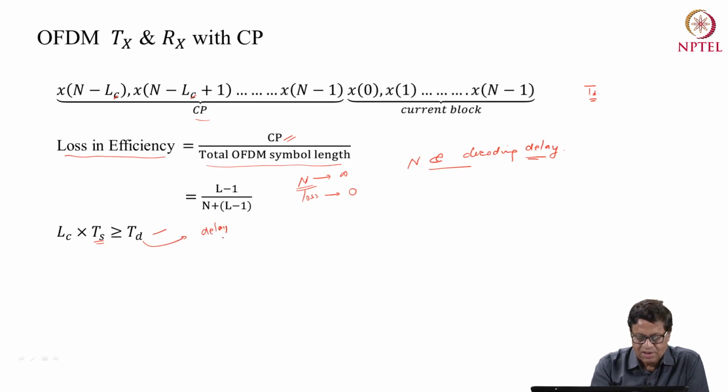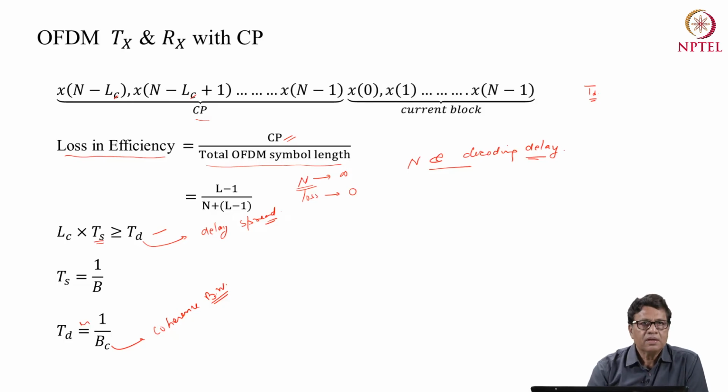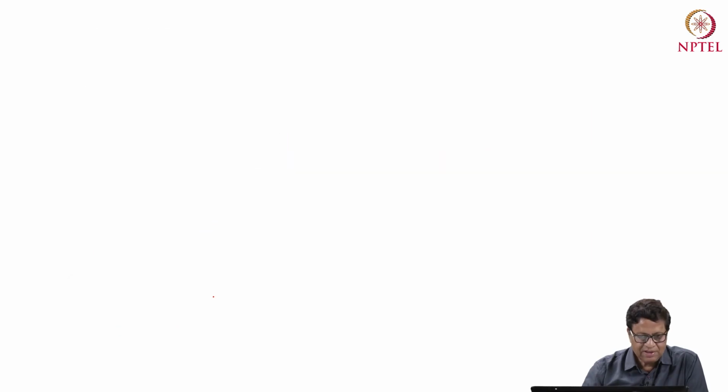So one has to meet this condition. This is delay spread. So we know TS is equal to 1 by B, and TD, we know this is approximately 1 by BC. BC is the coherence bandwidth. So from wireless course, we should know that the delay spread is approximately given by 1 by BC, where BC is the coherence bandwidth.